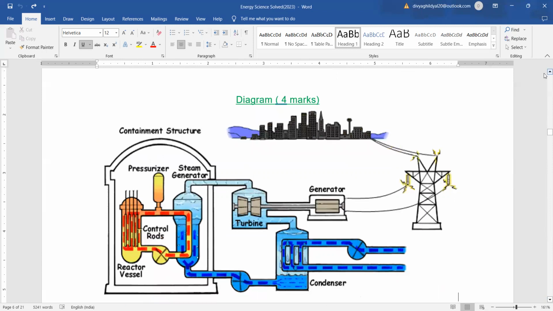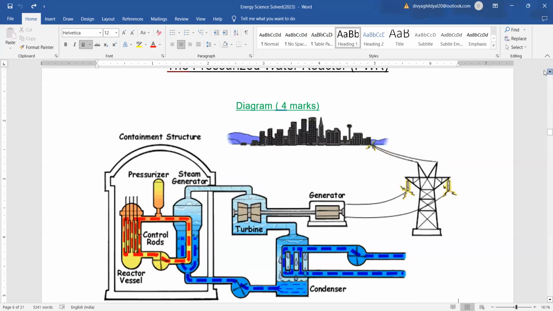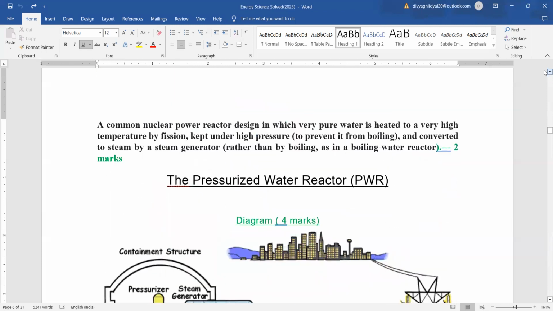As such, the basic concept is the same: here pure water is heated to very high temperature by fission, but it is kept under pressure so that it does not start boiling. Then this is converted to steam by a steam generator here. This helps in generating electricity which is supplied to villages, etc. At times, if cooling is required, it is done. So this is the diagram, since they are saying to explain with the help of a diagram.